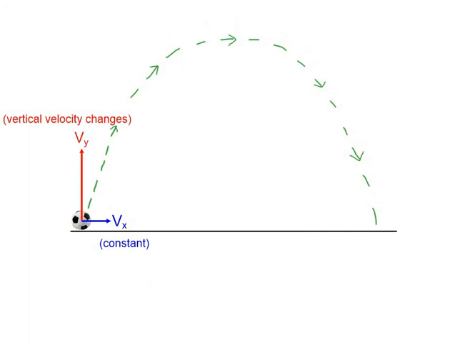Now Vx and Vy represent the velocity of the ball in the x direction and y direction at any point along this path. These are no longer the initial velocity components. They are for at any point or at any time in the motion of the ball. As the ball moves, the vertical velocity will change, but the horizontal velocity will remain constant.